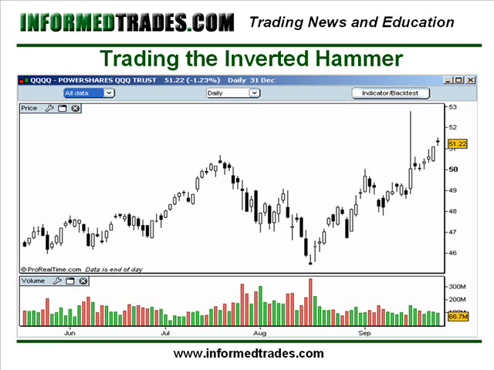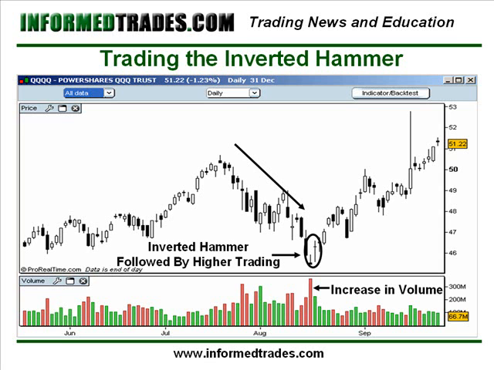So here's what it would look like trading it on a chart. You want to see a downtrend in place as we have here, and then we have the inverted hammer followed by higher trading. Like all one candlestick patterns that we've looked at, you want to see a confirmation on the next period of trading, and we do have that here as the next period of trading.